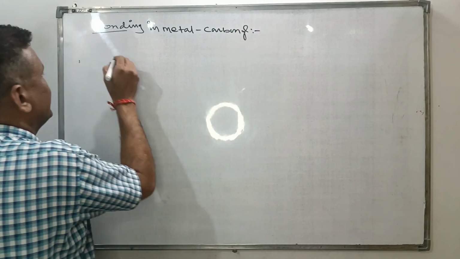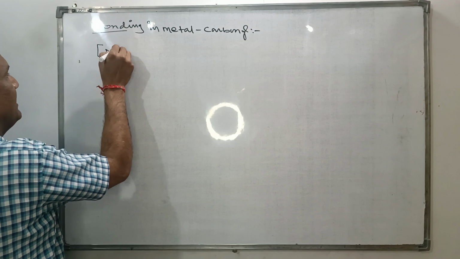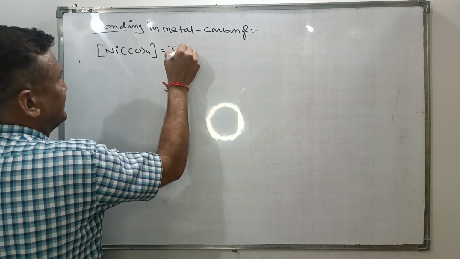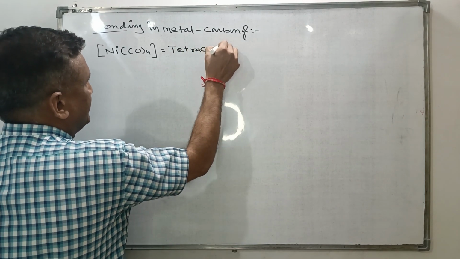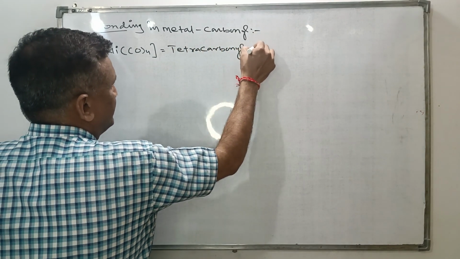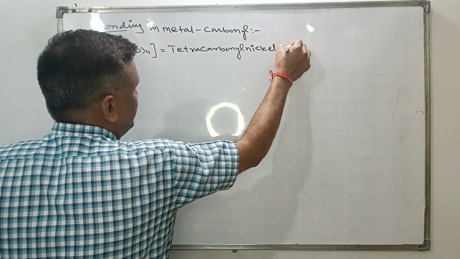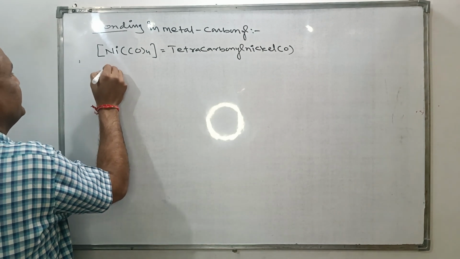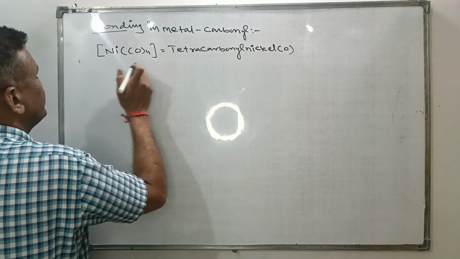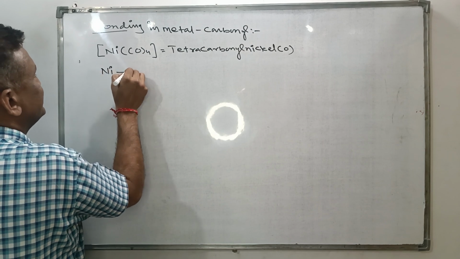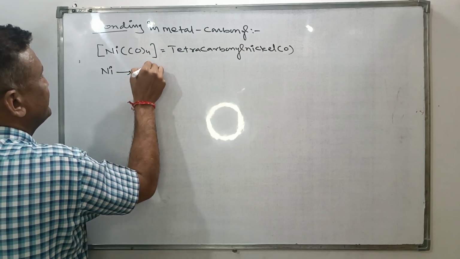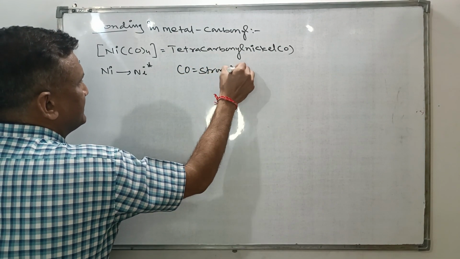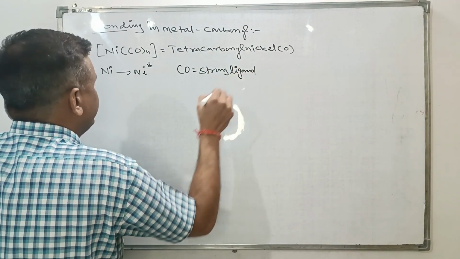For this, we'll take the example of Ni(CO)4. It is also called tetracarbonyl nickel 0. If you go with this compound, then oxidation state is 0. Here is the 0, that's why Ni changes into Ni excited state because CO is a strong ligand. This is the strong ligand.